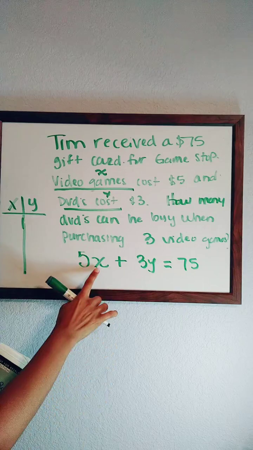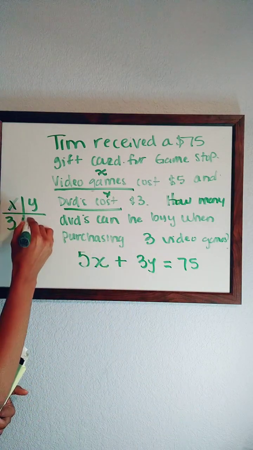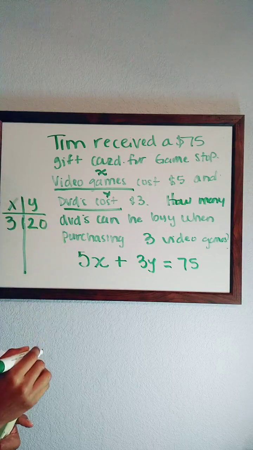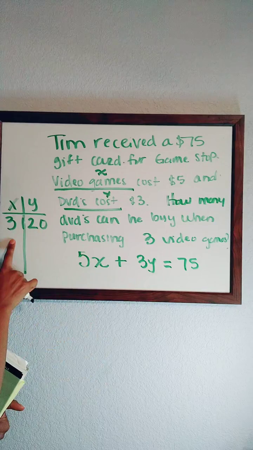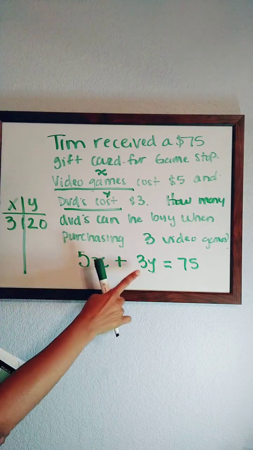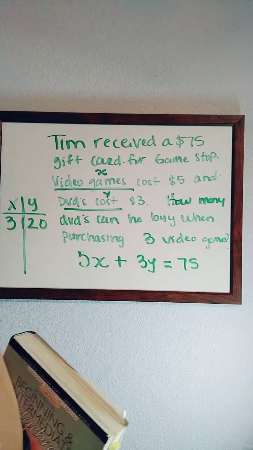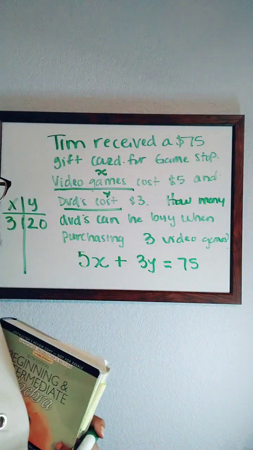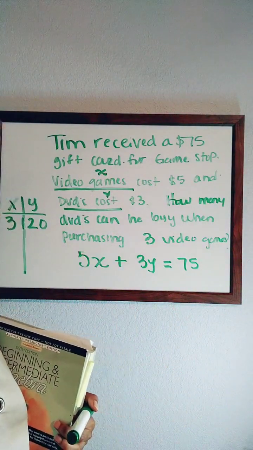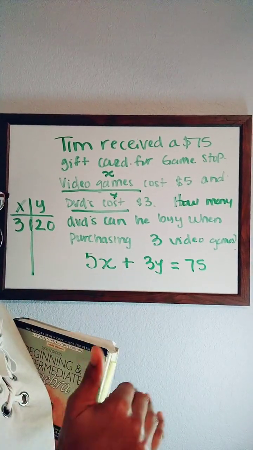you would say, if I buy 3 video games, I can buy 20 DVDs, and so on and so forth. If you buy 1 video game for $5, how many DVDs would you be able to buy? It won't be nice, because 70 can't be divided by 3. But it would have to be whole numbers. Does that make sense? If you wanted to use a table, that's how you would set it up.